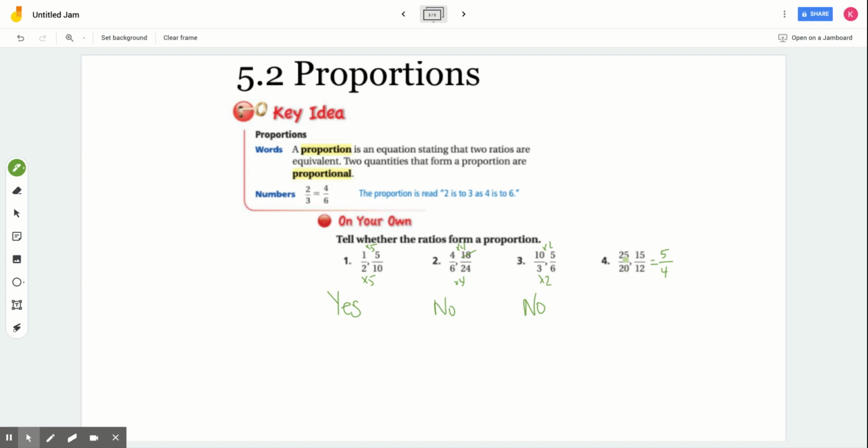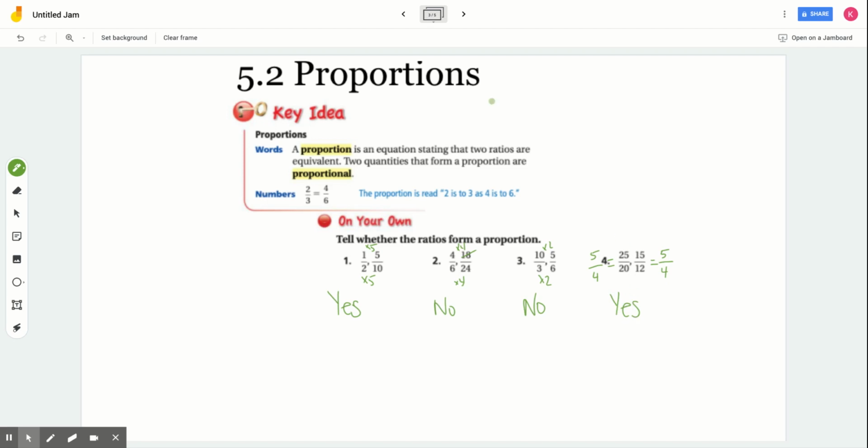We also know that 25 and 20 are both divisible by 5. 25 divided by 5 is 5, and 20 divided by 5 is 4. So 25 twentieths is also equal to 5 fourths. Since both of these ratios are equal to 5 fourths, these are proportional.